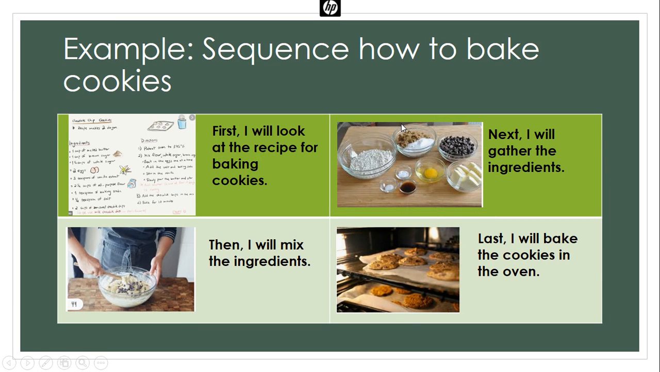Let me give you an example of how to sequence by baking cookies. First, I will look at the recipe for baking cookies. Next, I will gather the ingredients. Then I will mix the ingredients. And last, I will bake the cookies in the oven. Bake and eat them, of course.